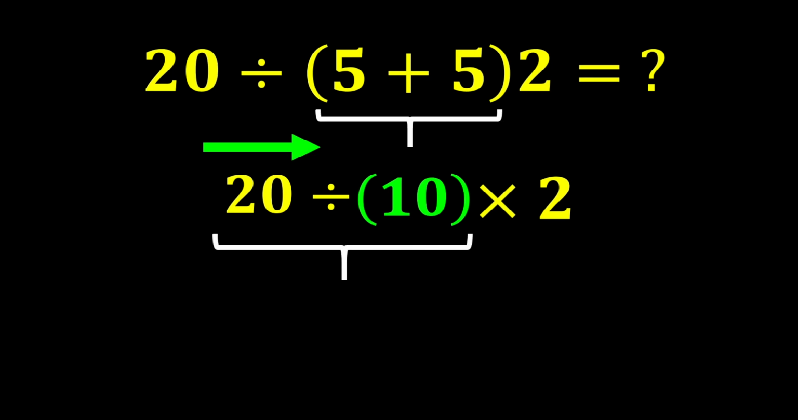20 divided by 10 gives us 2, and in the end, 2 times 2 gives us 4, which is our final answer.